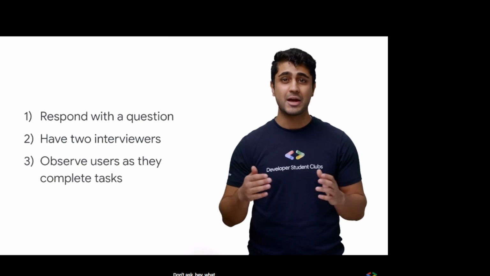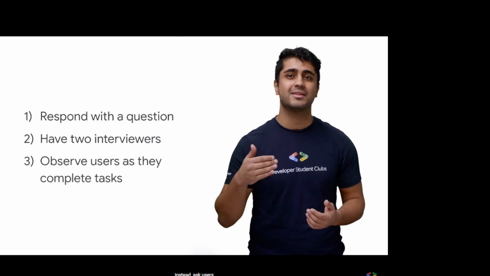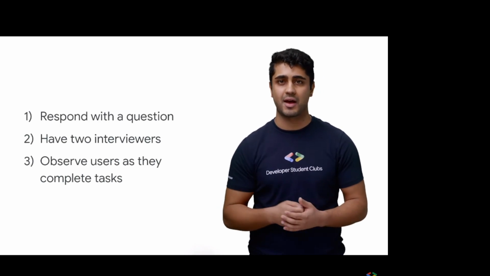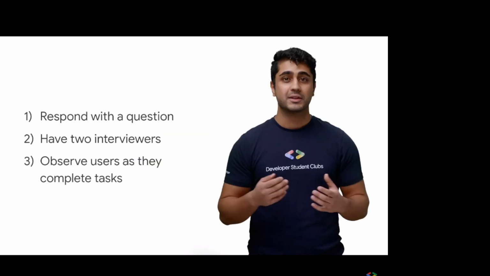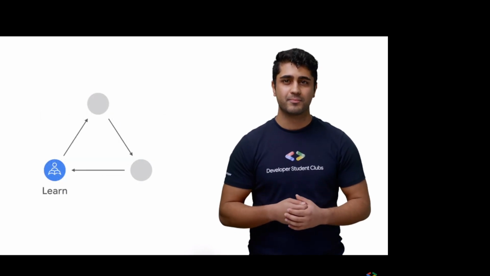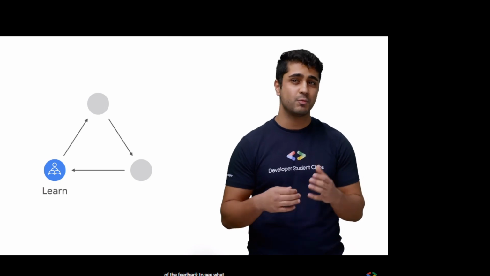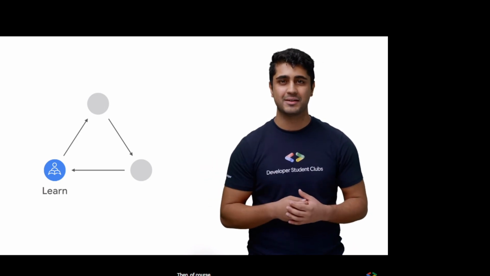Don't ask, hey, what do you think of my app? Instead, ask users to complete a task and take note of any friction they face in trying to complete that task. If you're building a calendar app, for example, you could ask a user to create a new event or delete an existing event. Lastly, it's time to learn. For this step, get together with your team and compile all of the feedback to see what worked and what didn't. Then, of course, it's time to repeat.